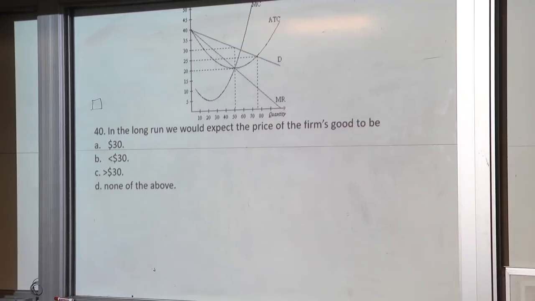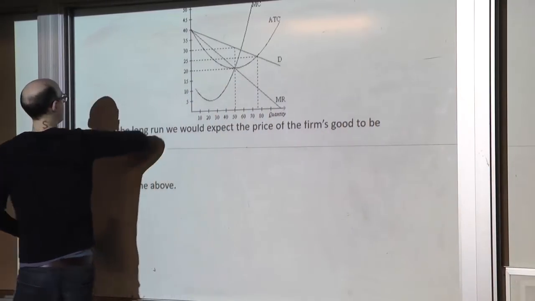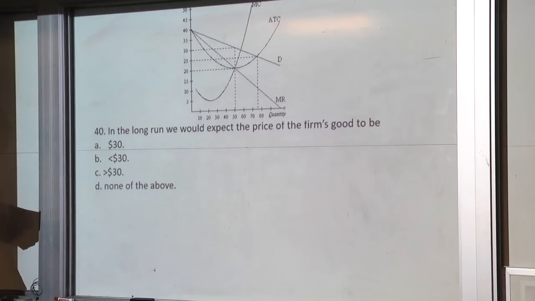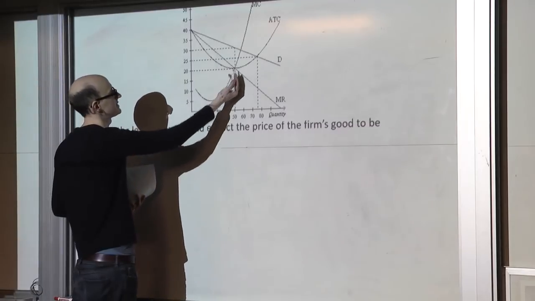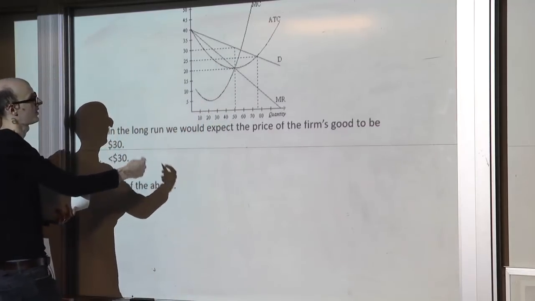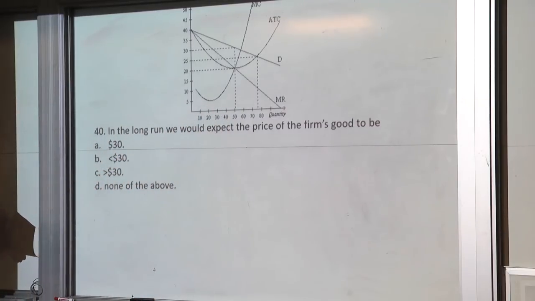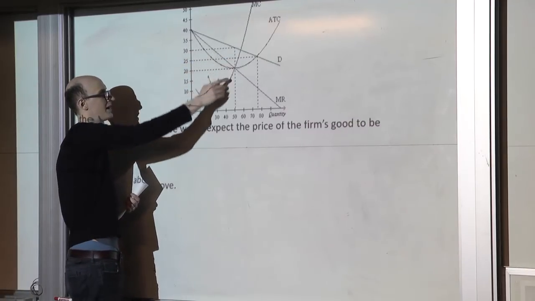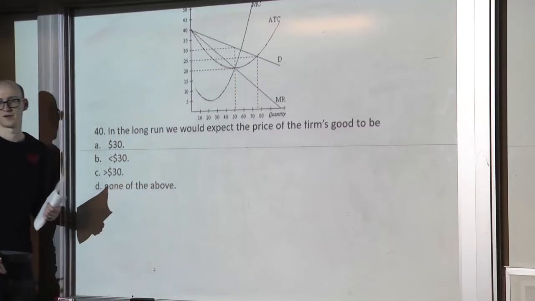In the long run, we would expect the price of a firm's good to be what in this case? So we know that the price in the long run of a competitive market is going to go where? It's going to go where the average total cost is minimized, or where the marginal cost curve crosses the average total cost curve, right?